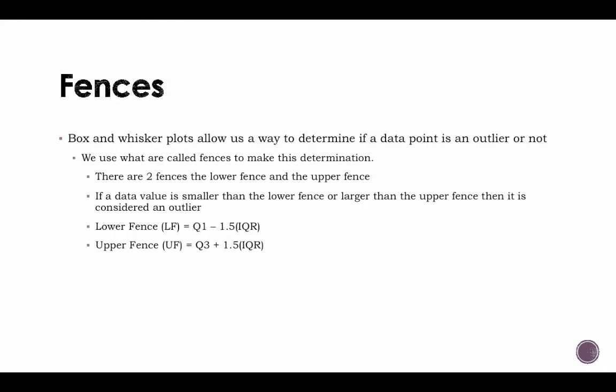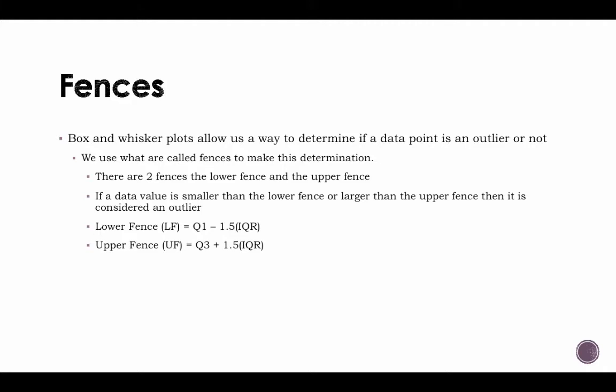When you make a box and whisker plot, we have to use what are called fences. These fences are how we can determine whether a data point is actually an outlier or not. There are two fences, the lower fence and the upper fence. If a data value is smaller than your lower fence or larger than the upper fence, then it would be considered an outlier. Fences are never actually drawn in to the box and whisker plot. Sometimes you might use a dotted line, but then you would end up erasing that dotted line.